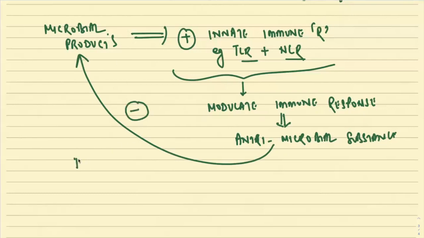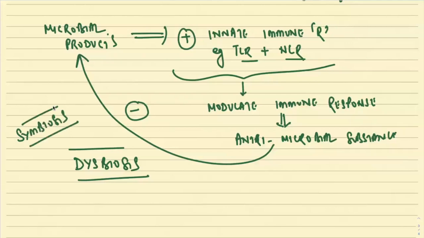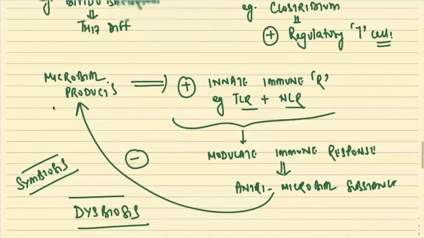So there is something called dysbiosis. Normally, the relation between the microbes and the host immune system is that of symbiosis. That is, both of them have some benefit from each other. So this relationship becomes a dysbiotic one. Is it clear to everyone? Any doubts with regard to the pathogenesis?